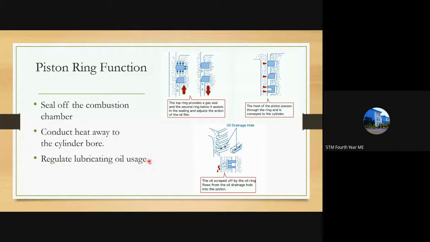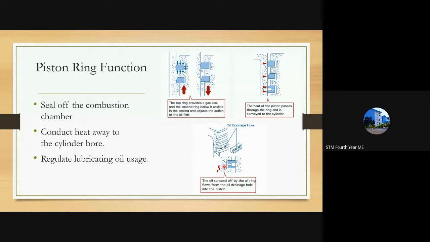For lubricating oil usage regulation, we have the oil ring. The oil ring is provided with various holes. The holes are present in the expander as you have seen. While scraping out, you can see there are two oil rings and the expander in the middle. Scraping out, the expander absorbs the oil particles, which are further dumped into the oil sump. You can see there is a hole here.